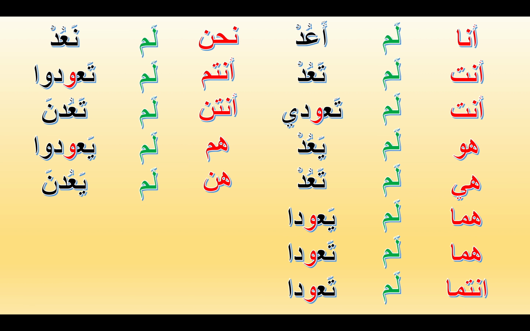The same, normally antum would be تعودون, but instead for the antum and the hum, the nun is replaced by an alif, which is silent. So antum لم تعودوا. أنتن لم تعودن. هم لم يعودوا. Again, the nun has been replaced by an alif. The hunna, the waw has disappeared and it's written as a dhamma. Hunna lem ya'udna. Let's have more examples to illustrate these.